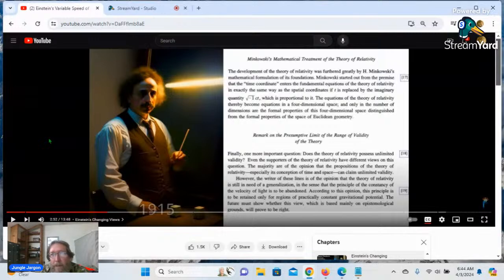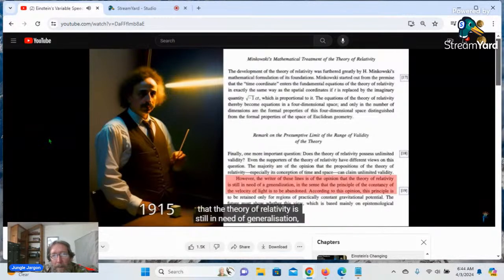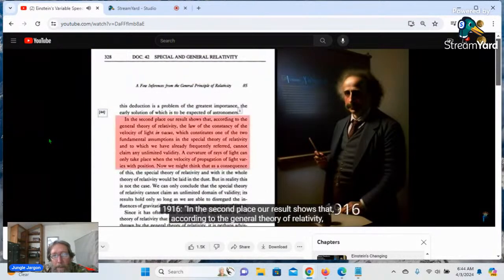Or where you are locally. And in 1915, "the writer of these lines is of the opinion that the theory of relativity is still in need of generalization, in the sense that the principle of the constancy of the velocity of light is to be abandoned." Then in 1916, "in the second place, our results show that, according to the general theory of relativity, the law of constancy of the velocity of light in vacuo, which constitutes one of the two fundamental assumptions in the special theory of relativity, and to which we have already frequently referred, cannot claim any unlimited validity."